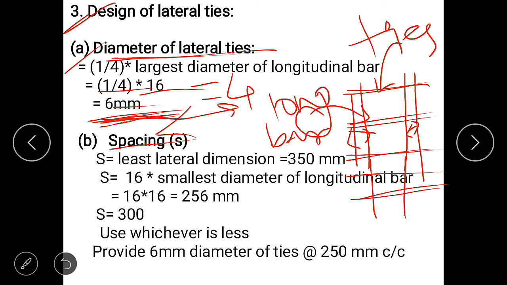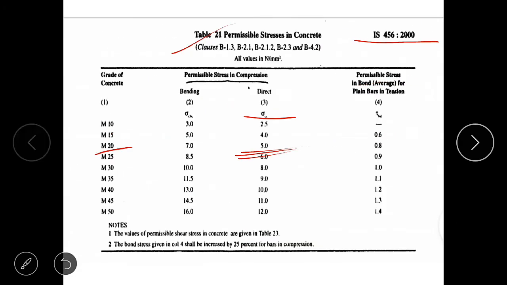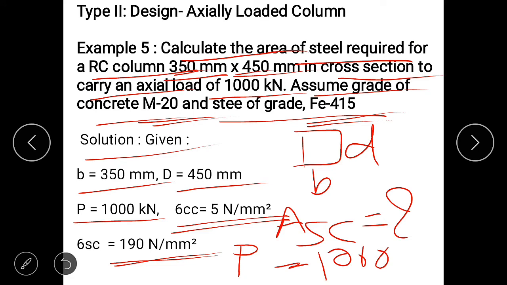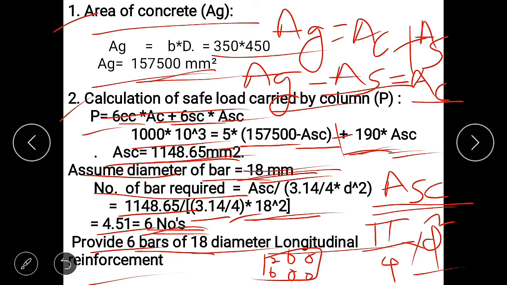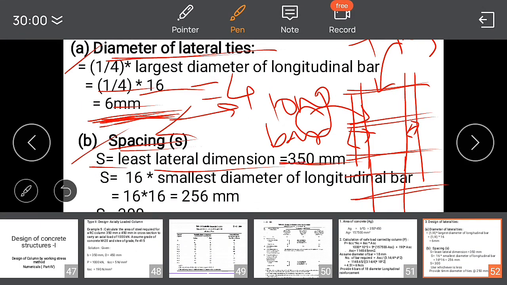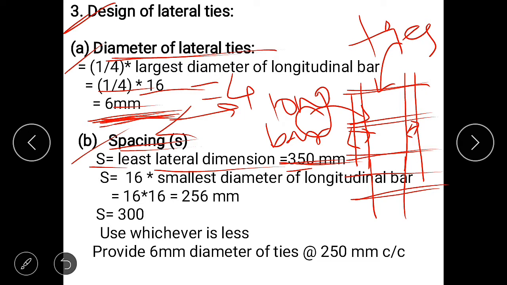Okay, now we have to calculate the spacing. So the least lateral dimension of our column: the dimension is given as 350 by 450 mm, so 350 is smaller than 450, so we take 350 mm. This is the first point. The second point is S equals 16 times the smallest diameter of longitudinal bar. Here 16 into 16 is 256 mm.